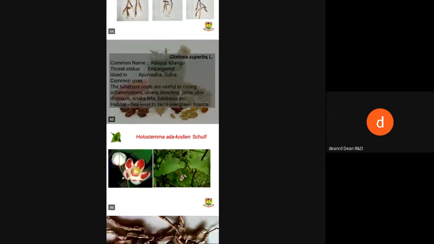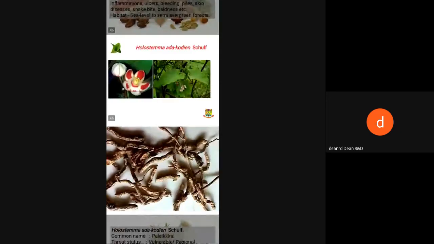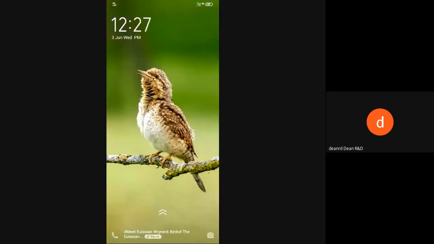Then next one is the Holostemma ada-kodien. Again, roots are being used as medicine. This is commonly called Palaikirai, which is very vulnerable and is very regionally available. Holostemma ada-kodien, we have seen, the roots and leaves are used in the form of powder and juice to treat spider poisoning, fever with burning sensations. It is also found in the dry and moist deciduous forest areas.